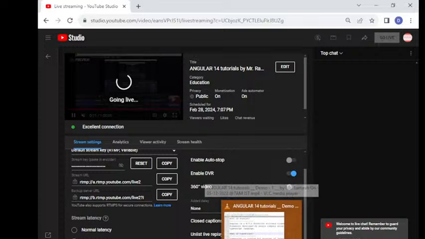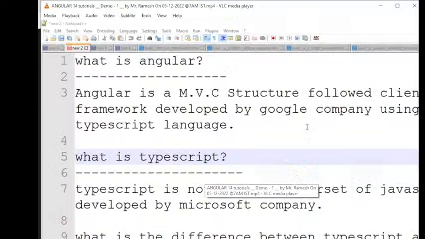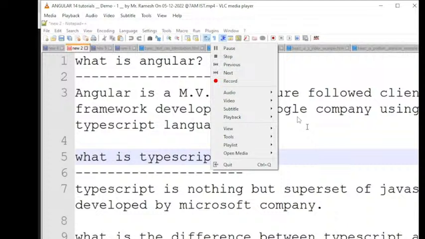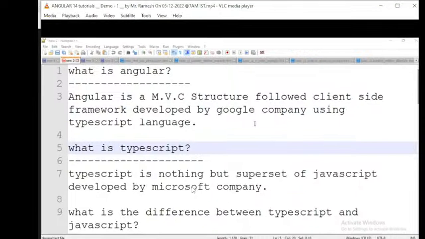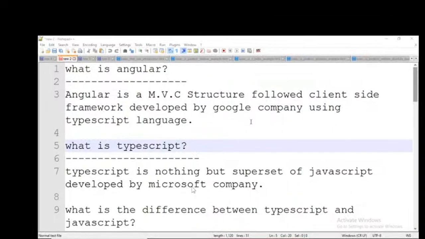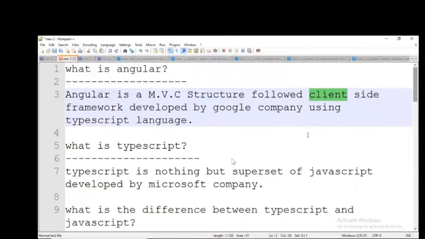Angular is an MVC structure followed client-side framework developed by Google, written using TypeScript. I will explain this MVC structure a little bit later. Now, coming to this client-side framework.